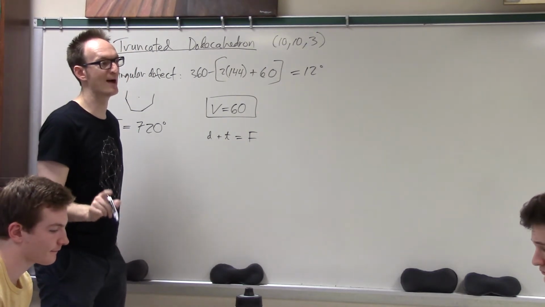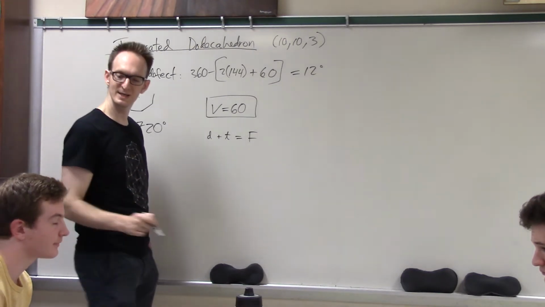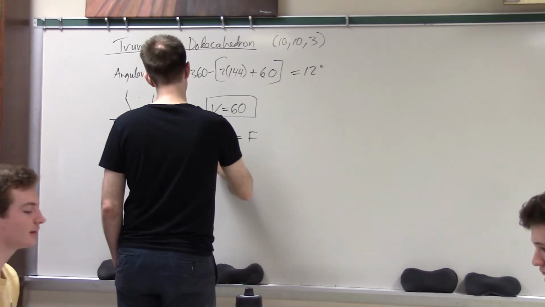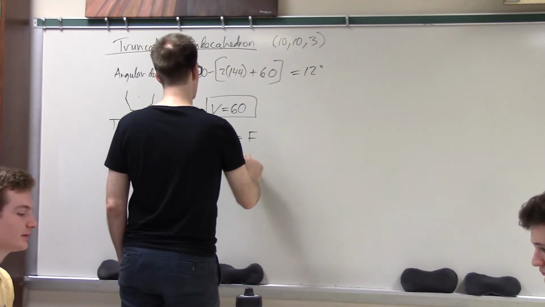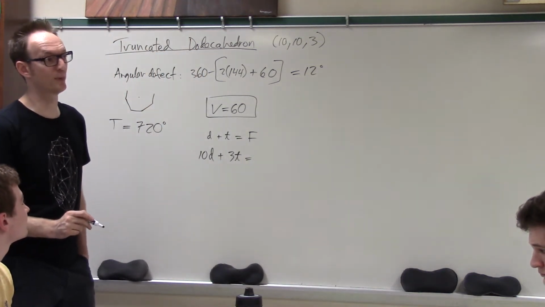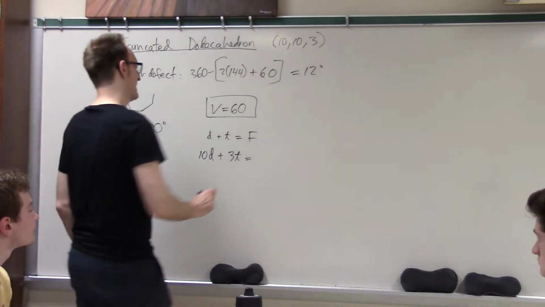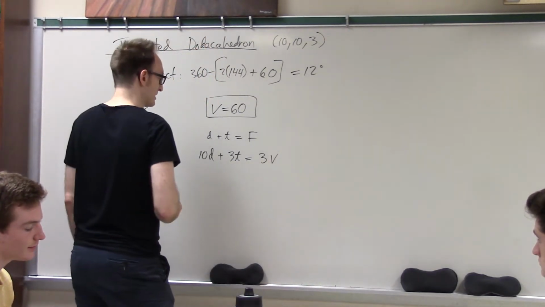Well, one way to count vertices is to go... no, you're right, I guess it doesn't matter. It's just 10 times every decagon plus 3 times every triangle. If I do that, then I am triple counting every vertex. So it's going to be 3 times the number of vertices, so it's 180.